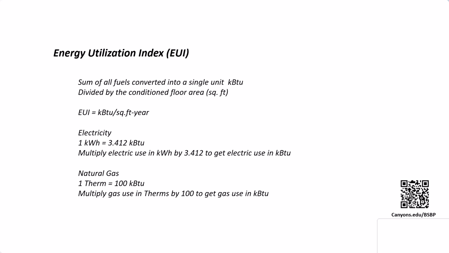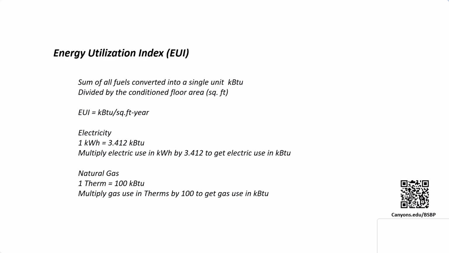Calculating energy intensity or energy utilization index. The energy intensity or energy utilization index is referred to as the EUI. Basically, it is the building's total energy consumption divided by the floor area. It is important when working with different fuel types, for example, electricity and natural gas, in a single building, that we convert the fuel uses into that common unit for analysis. And the unit used in the industry is the kBTU.